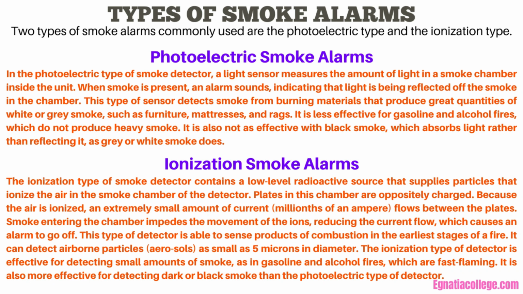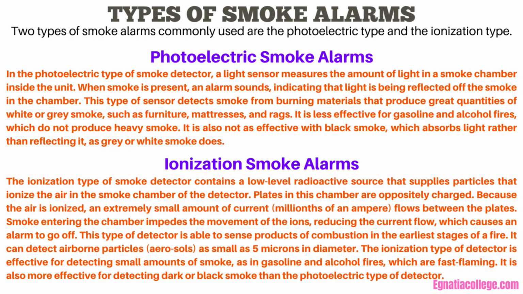Ionization smoke alarms. The ionization type of smoke detector contains a low-level radioactive source that supplies particles that ionize the air in the smoke chamber of the detector. Plates in this chamber are oppositely charged. Because the air is ionized, an extremely small amount of current, millionths of an ampere, flows between the plates. Smoke entering the chamber impedes the movement of the ions, reducing the current flow, which causes an alarm to go off.